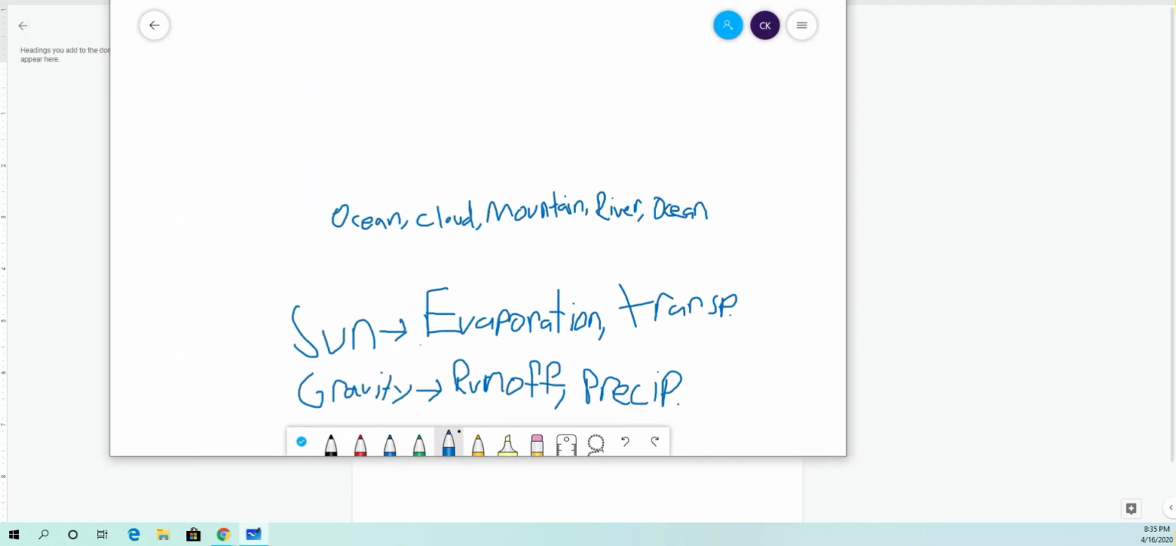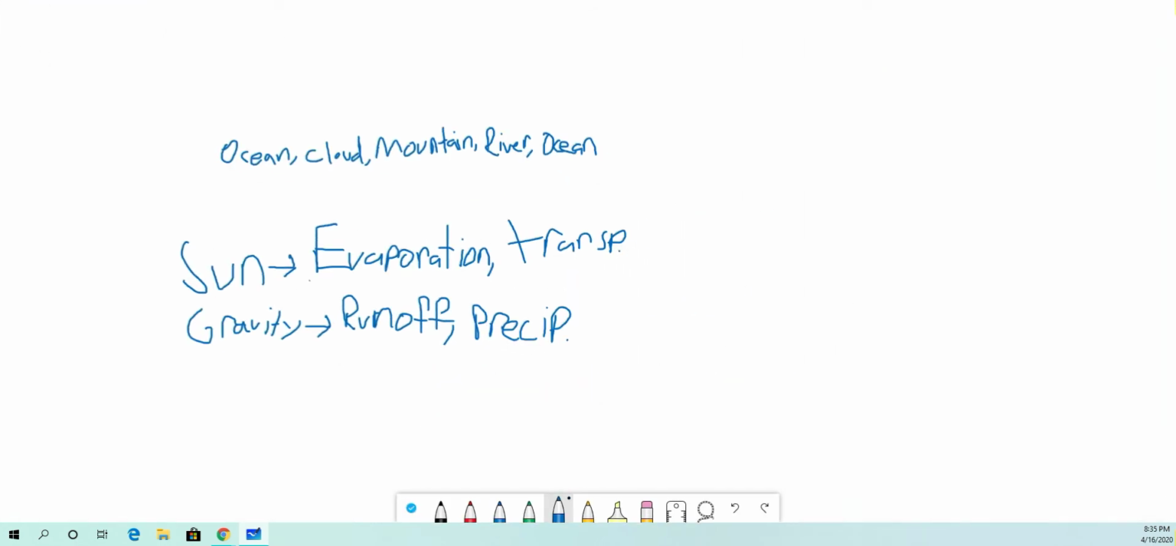Now, another thing I want us to look at. When we were talking about the two factors of the water cycle a day or two ago, I told you that sun and gravity are the two driving factors or the two driving forces of the water cycle. The sun is needed for evaporation and transpiration.